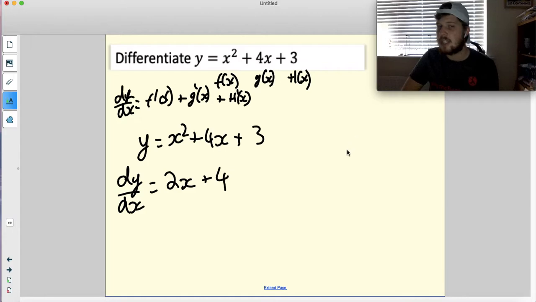we're trying to find the gradient at a specific point. The graph of y equals x squared plus 4x would have the same gradient as the graph of y equals x squared plus 4x plus 3, because this plus 3 is just a translation vertically on the y-axis of 3 units. So therefore, this would be my gradient function, my derivative of y equals x squared plus 4x plus 3.